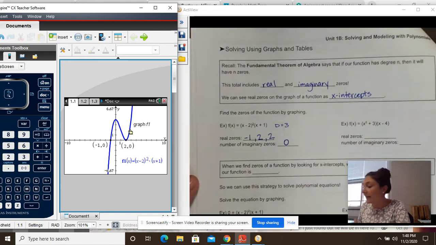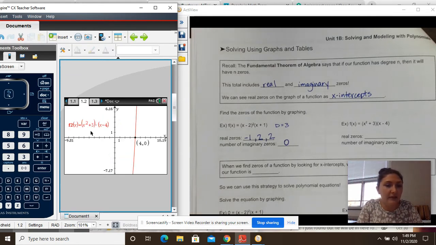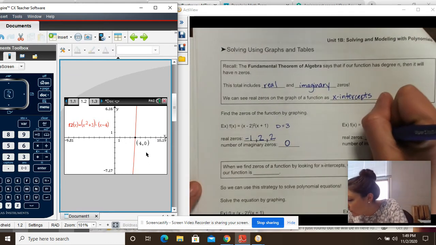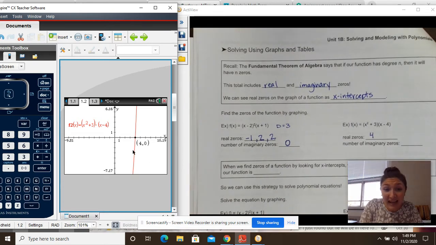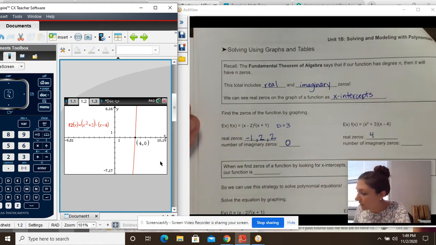Let's now take a look at our next problem. x squared plus 3 times x minus 4. I've got this pulled up for us here. Just one x-intercept on this graph. We have a real zero at 4. That's linear behavior. If it were cubic or quadratic behavior, that would count for multiple. But linear behavior here means I've just got one of those.